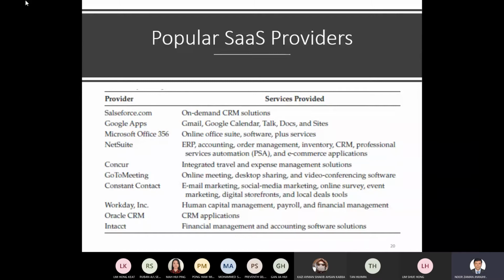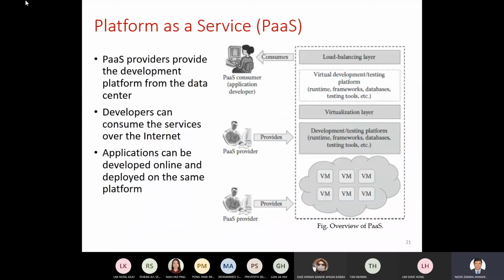You can see from the list that Salesforce, Google Apps, Microsoft Office, NetSuite, Concur, GoToMeeting, Workday, and Oracle are providing services. There are so many; we cannot name them all here, but we included a few. There are also many others like Intel, and even many new cloud services, because the number of users is large and the scope is higher. So these are only the popular SaaS providers.